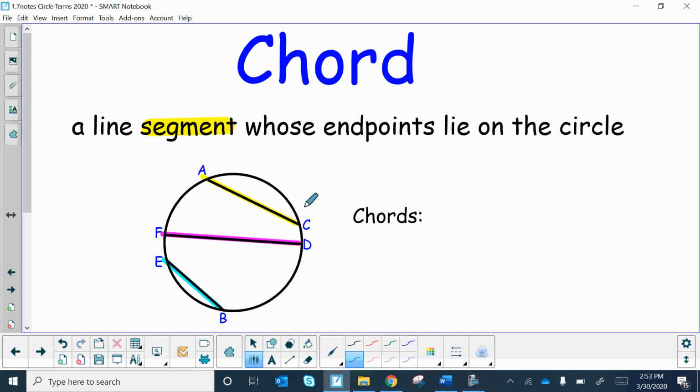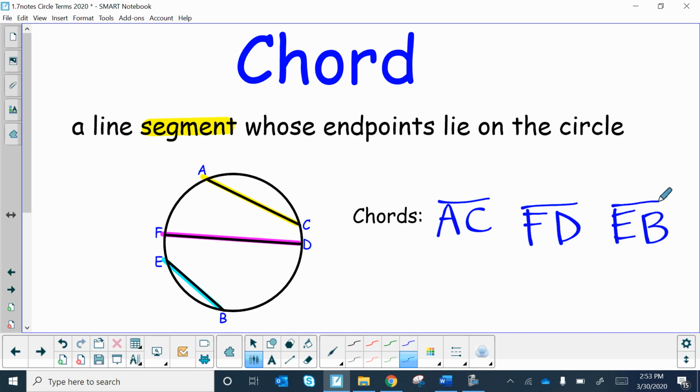So how do you name it? Think back to how you name a segment. You have segment AC, you have segment FD, and you have segment EB. And those are the chords in this circle. So we're going to give you a picture on your homework and you're going to have to name all the chords you see.